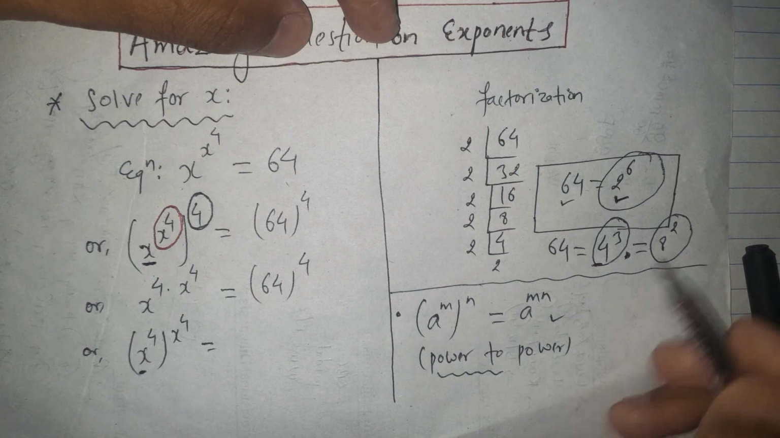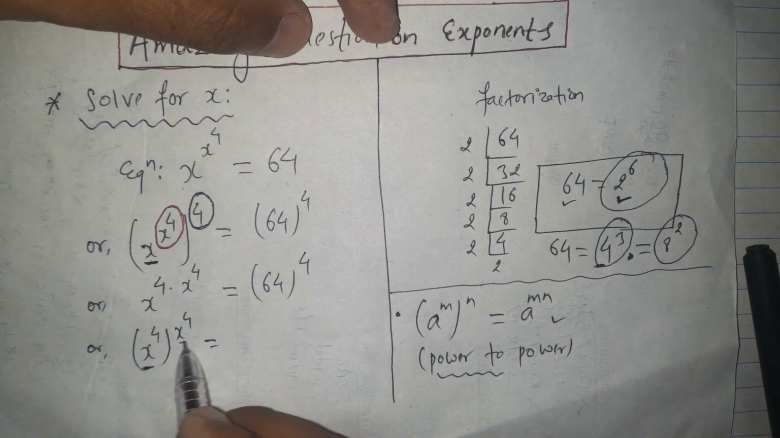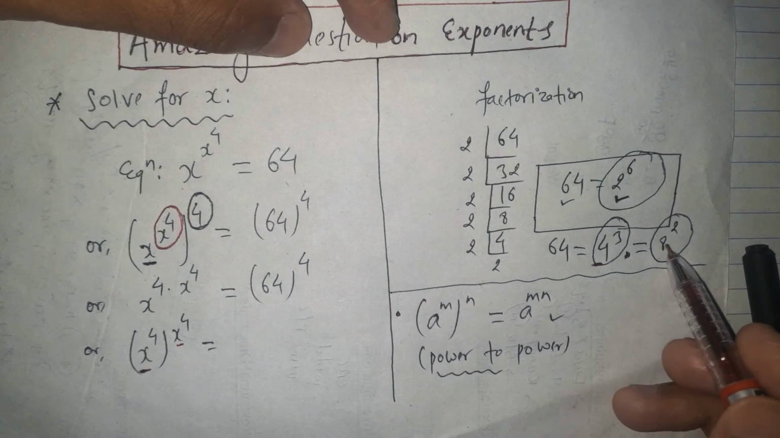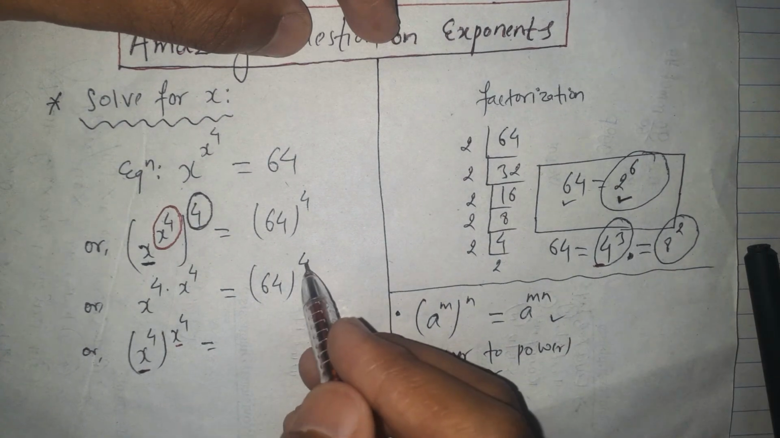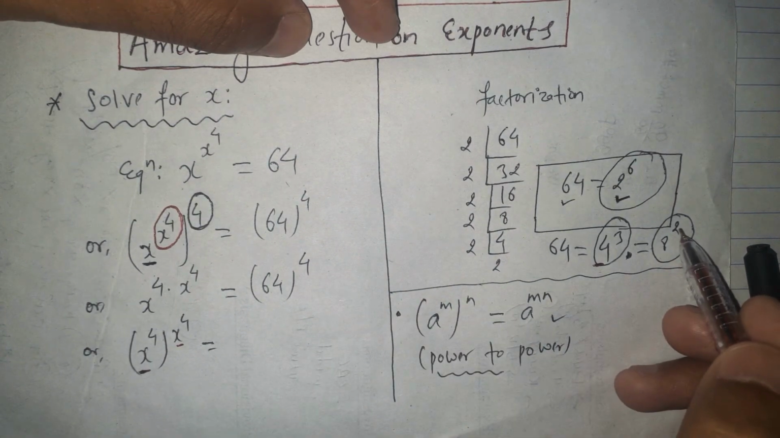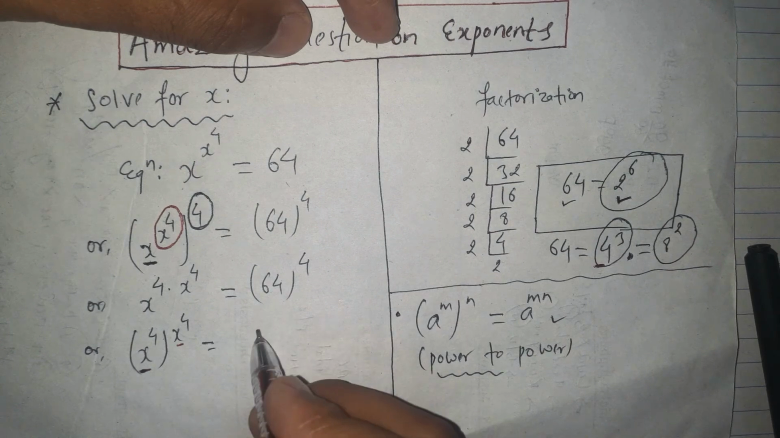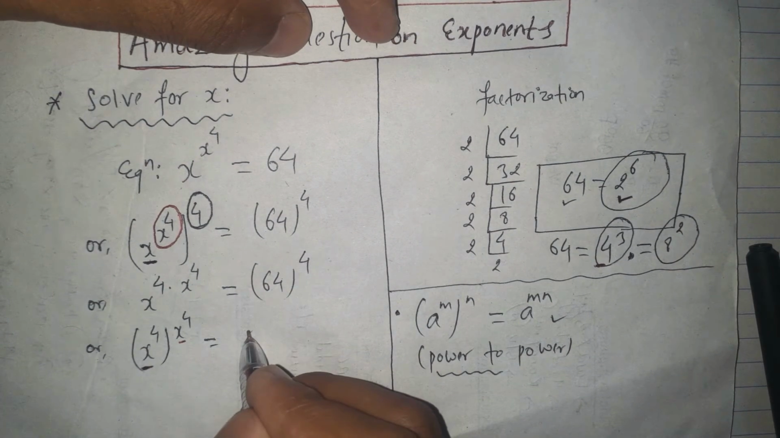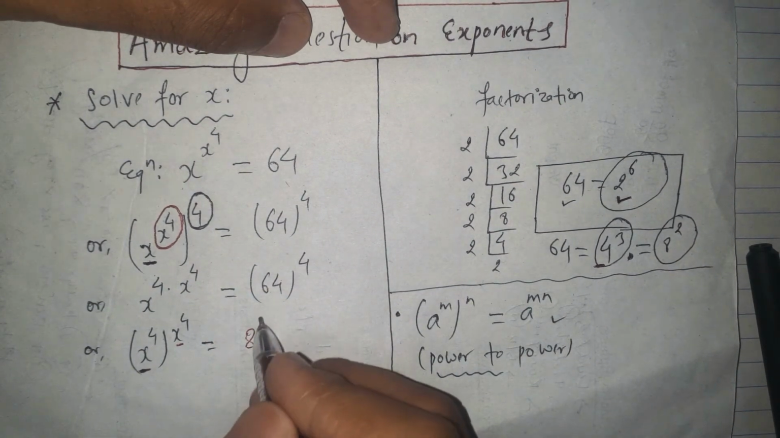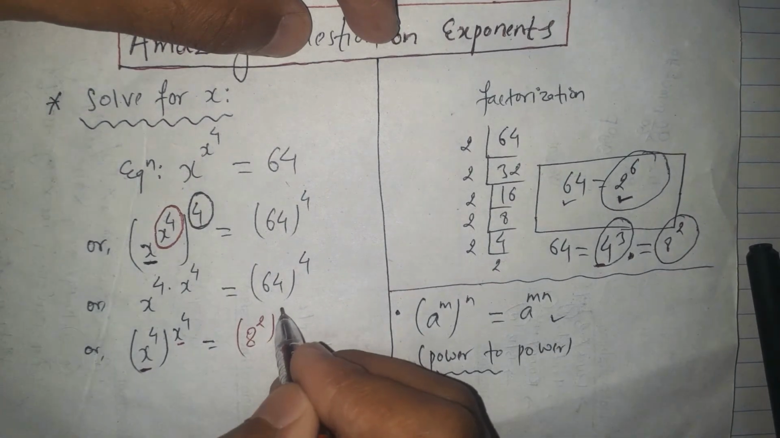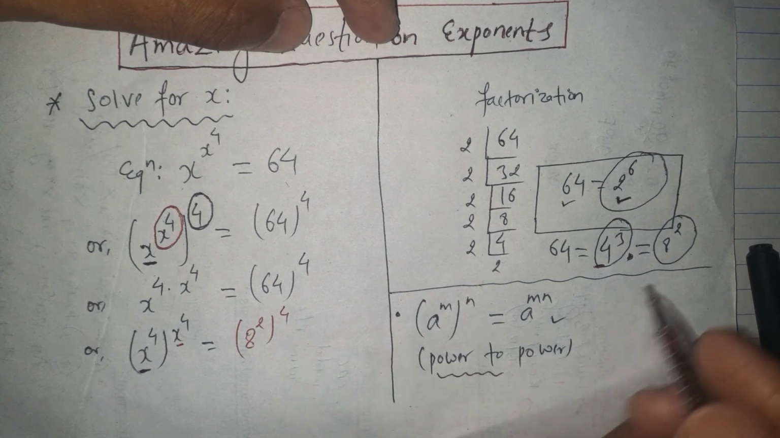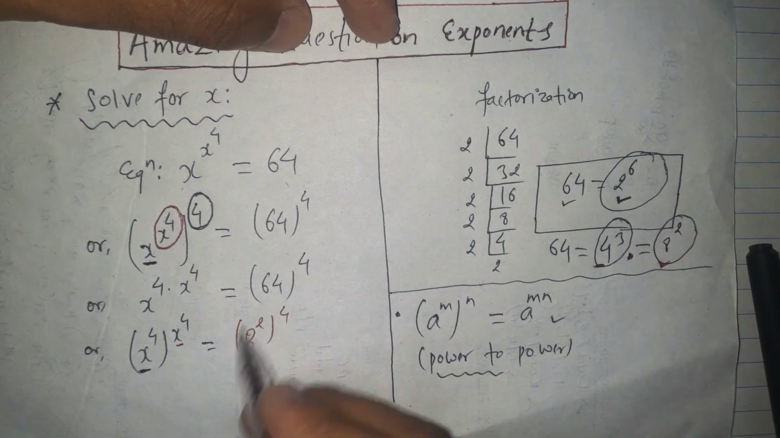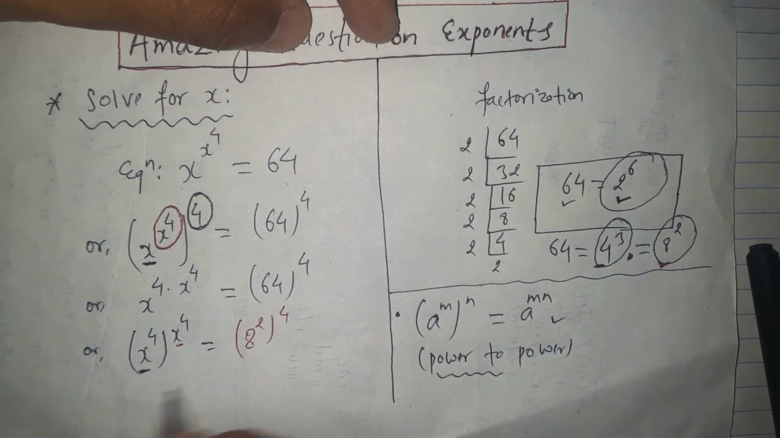I am going to make the base and the power the same. If we plug in 8 squared in place of 64, then the power 4 times 2 gives 8. The base and the power will be the same, and this number 64 can be written as 8 squared, raised to the power 4. This is the possible value to make the base and the power the same.